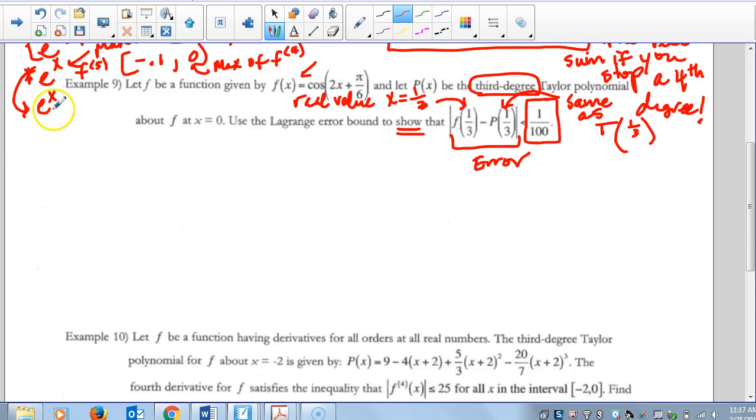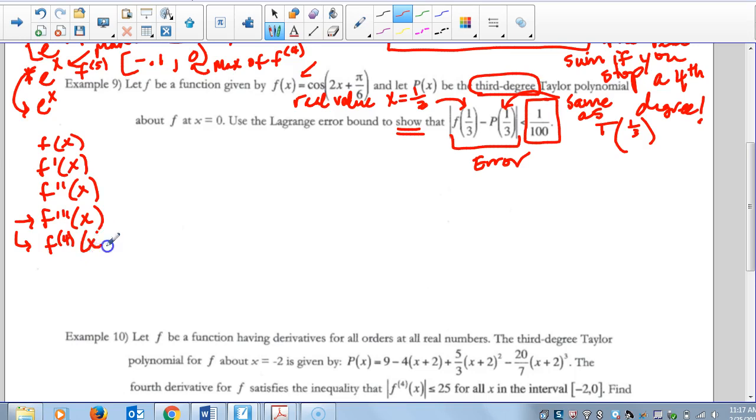derivatives, right? So I know my f of x, and I got my f prime. So you can't just say, it's not like e to the x where everything's the same. F triple prime. And this is my third degree. This is where I would stop. I'm going to be maximizing this one, which means I need to go out to find critical numbers for the fifth, and then plug those back into the fourth. So let's find the derivatives first, because we need to know what that value is to know the maximum.